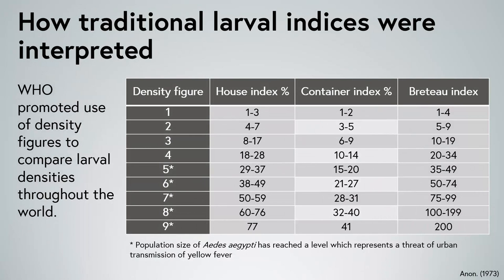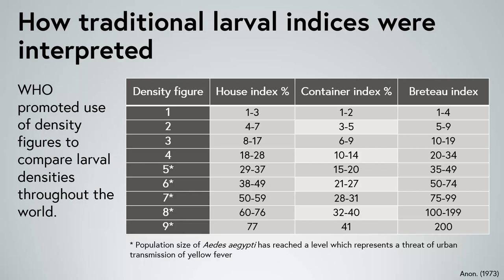The WHO produced a table to compare larval densities throughout the world in order to identify population sizes of Aedes aegypti, which represent a threat of urban transmission of yellow fever. For dengue, a house index of greater than 10% or a Breteau index of greater than 50 is considered a high risk of transmission, whereas a house index of less than 1% or a Breteau index of less than 5 is considered low risk. No estimates have been proposed for Zika.